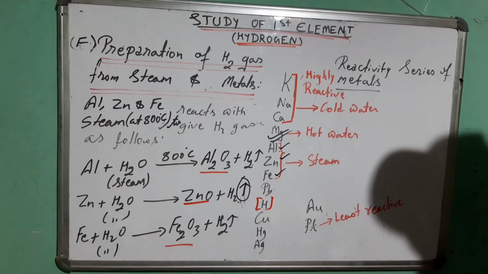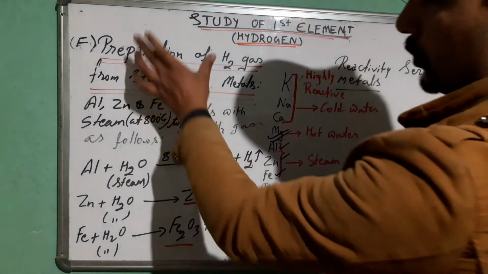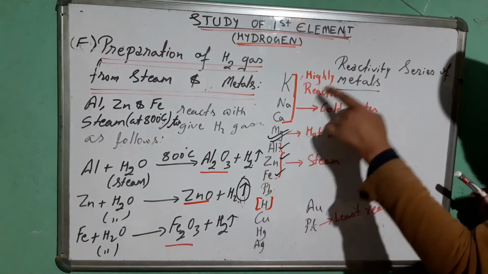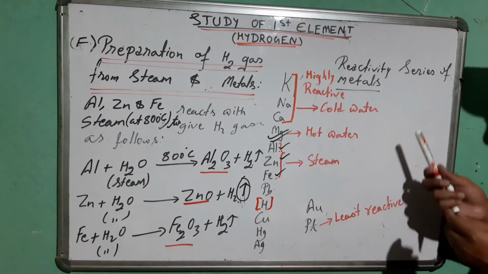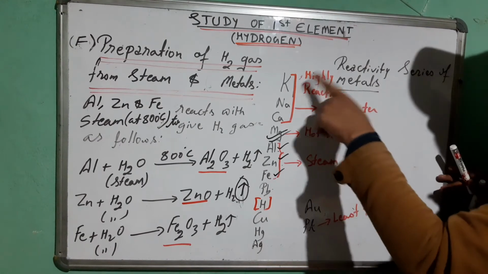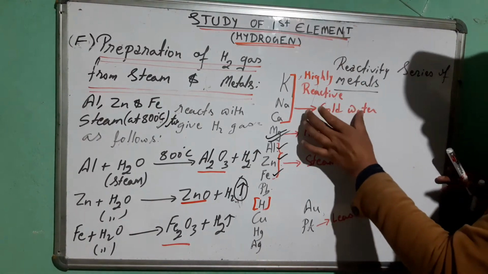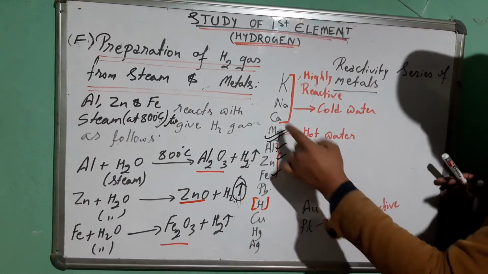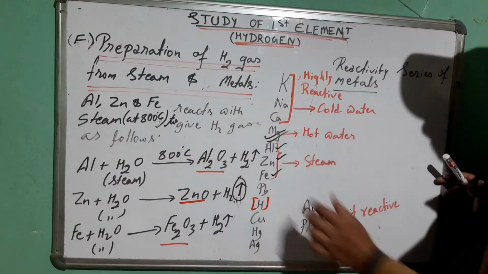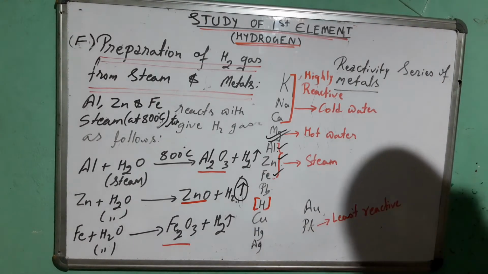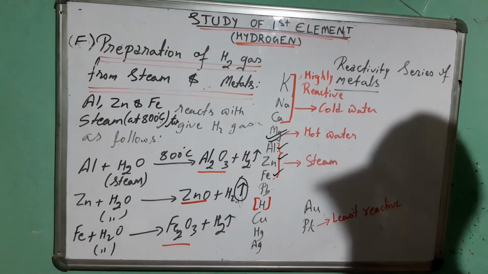In order to remember these reactions, first of all you should know this reactivity series of metals. The first three metals are called highly reactive metals. They react with cold water to give hydrogen gas. Next, magnesium reacts with hot water to give hydrogen gas, whereas aluminum, zinc and iron react with steam to give hydrogen gas.